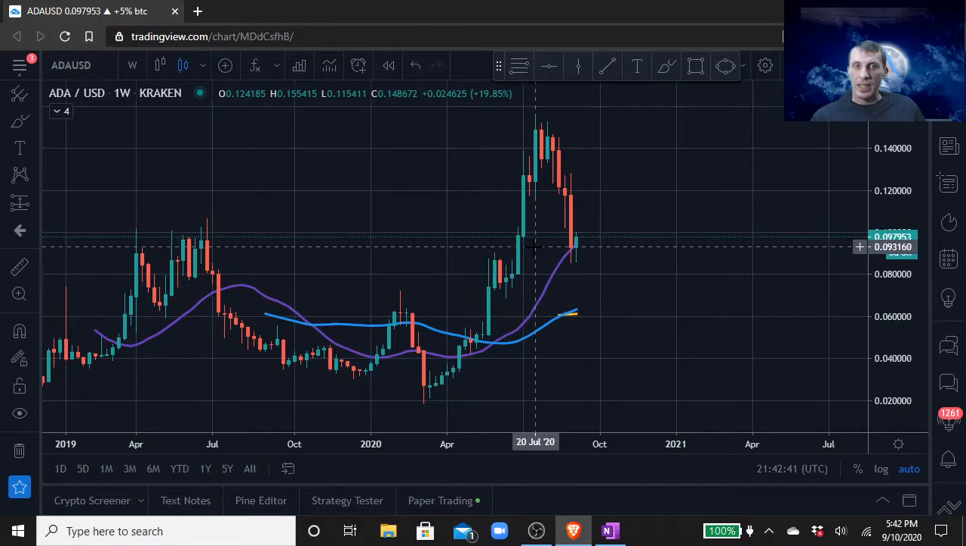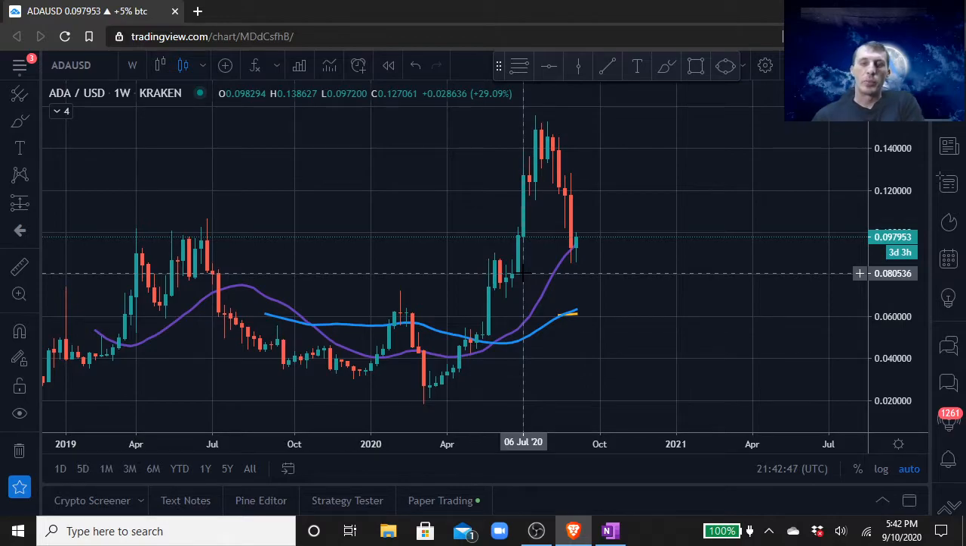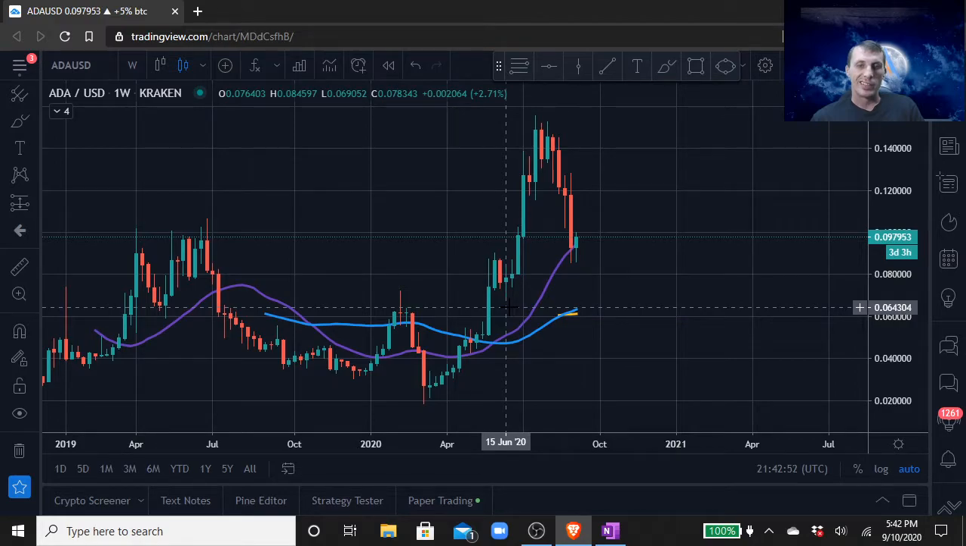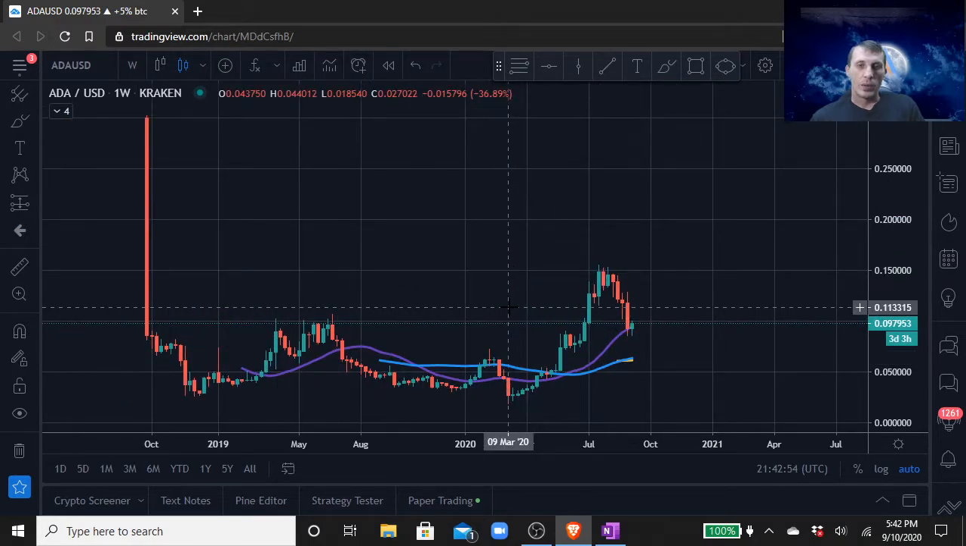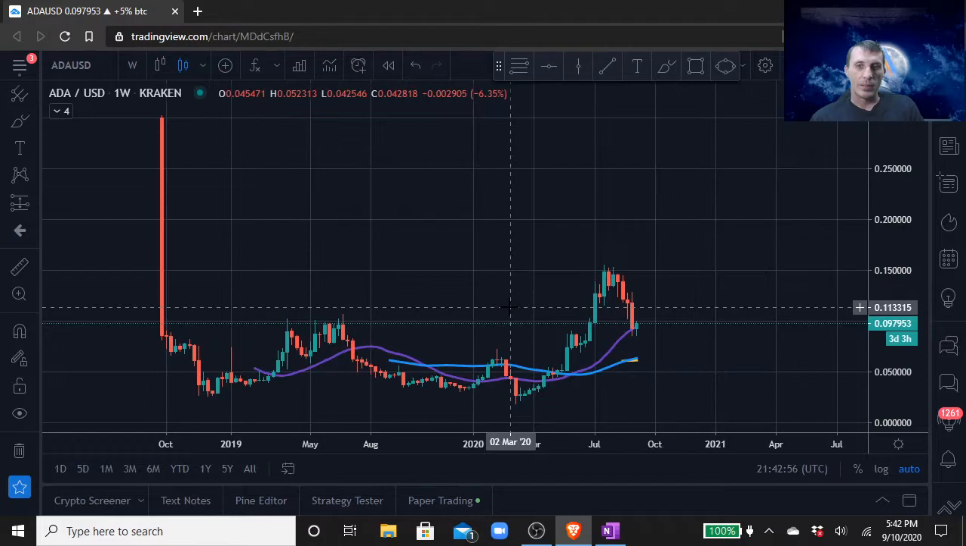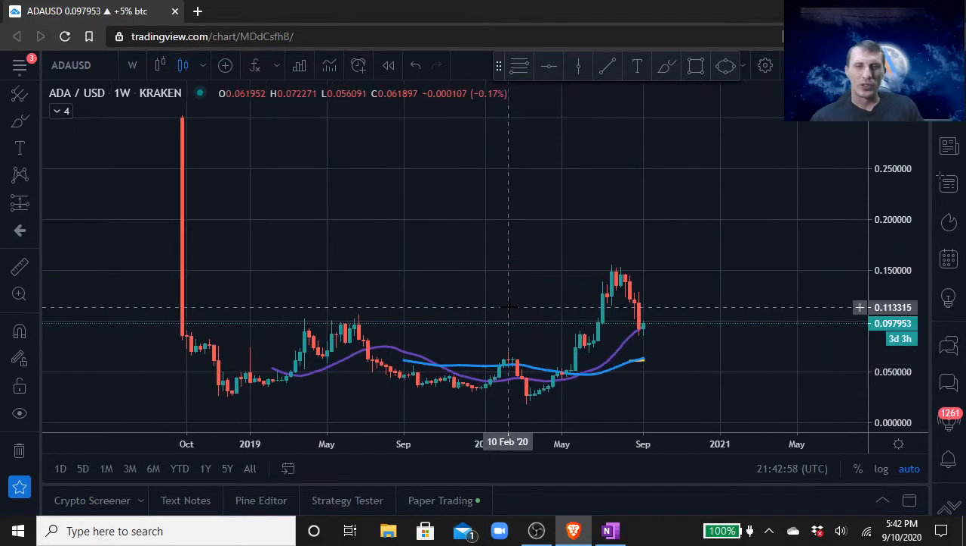That's pretty good support right around the 10 cent down to 8 cents. A decent area of support. If it breaks down even more from there, guys, be looking for that 50-week moving average right around 6. I wish it would go back down to 6 cents. I'd buy more. I hold just a tiny amount of ADA.